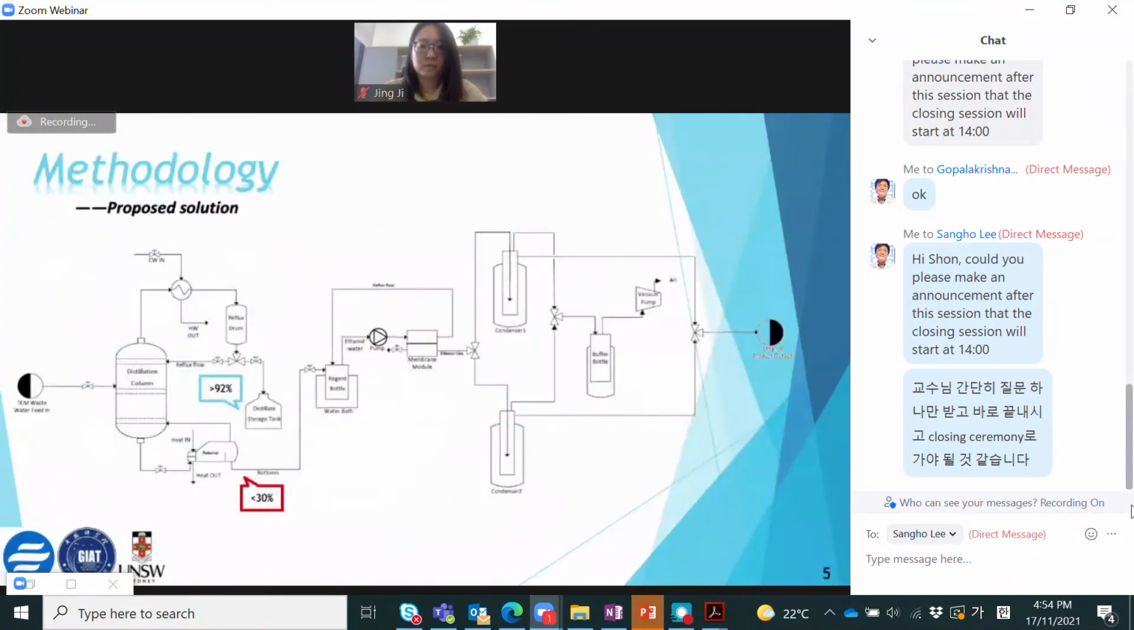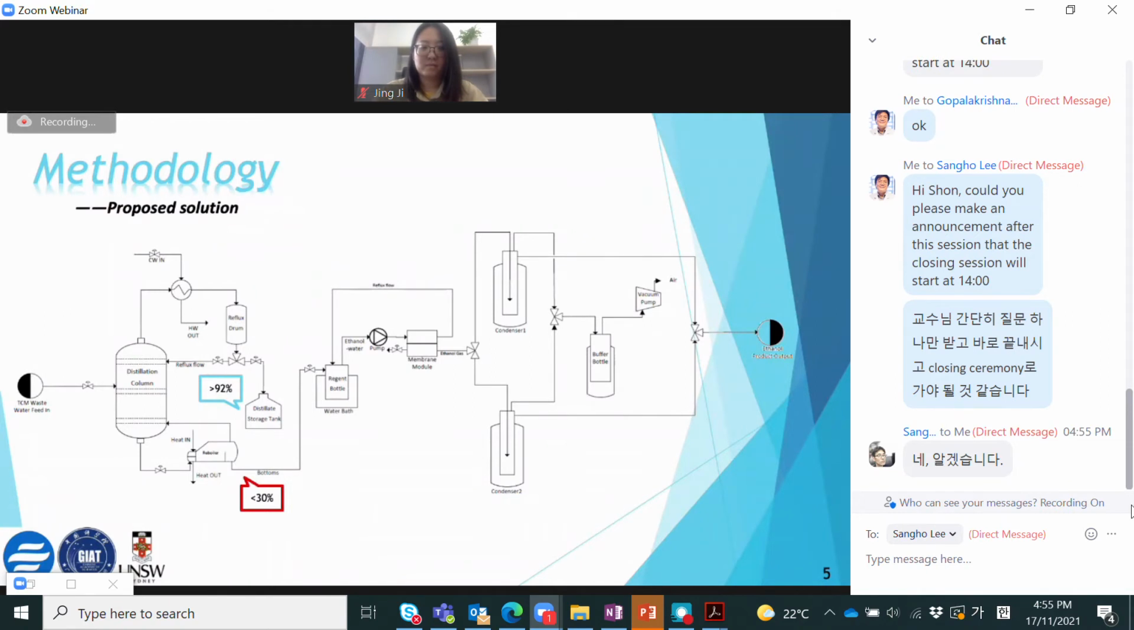And as mentioned before, we all know that the distillation column is one of the most commonly used technologies to recycle ethanol, especially when ethanol concentration is significantly high. As shown in this flow diagram, normally in the TCM manufacturing plant, the wastewater discharged from the production line will be first treated by the distillation column, and when the concentration of the vaporized ethanol is greater than 92%, it will then be transferred into an ethanol storage tank for subsequent use.